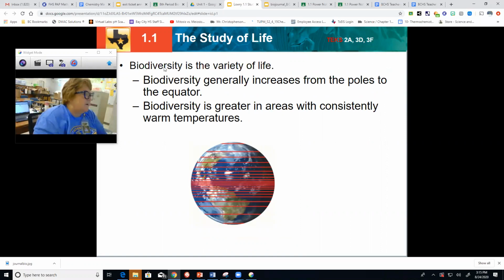Right here it says, I think it must be asking for maybe biodiversity. Biodiversity is a variety of life.